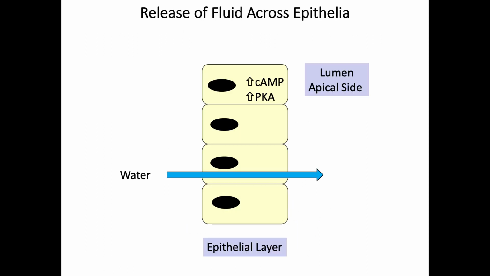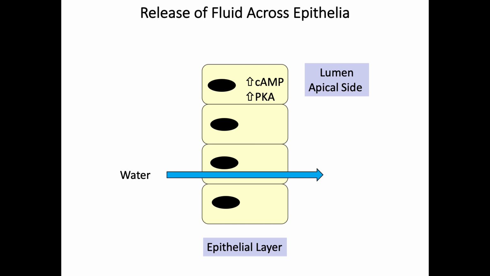So the next one, the third thing we are looking at, is the release of fluid across epithelium. Here we are looking at the G stimulatory protein. If it increases the cAMP level, it will increase the PKA level, and that leads to water moving from the basolateral surface to the luminal side. This is the overview of the process, and we're going to talk about the mechanism, how this actually works.